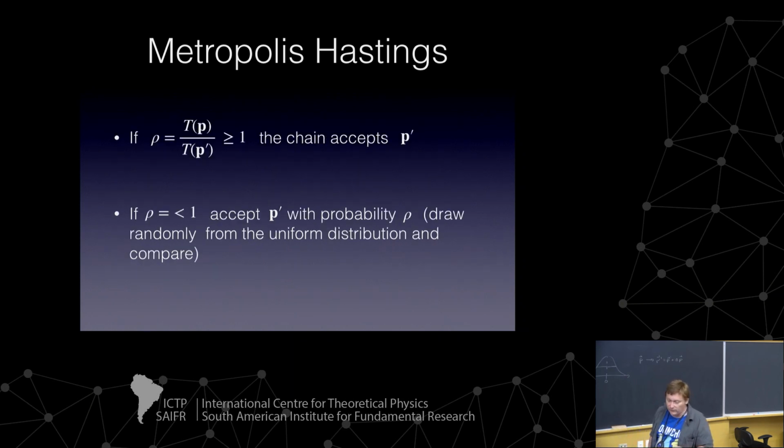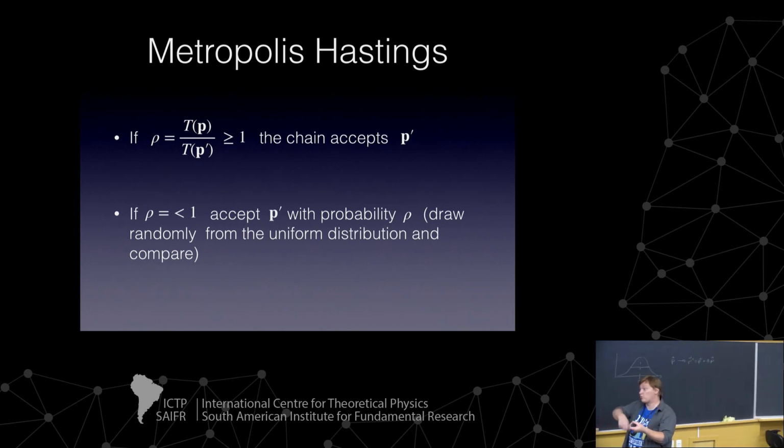And then if that ratio is larger than 1, you accept the new point, you jump. And if it's smaller than 1, you accept the new point with a probability rho. And how do you get that with a probability rho? Well, you draw from the univariate distribution between 0 and 1. You just randomly draw a number and you compare it to rho. So that's the third ingredient.